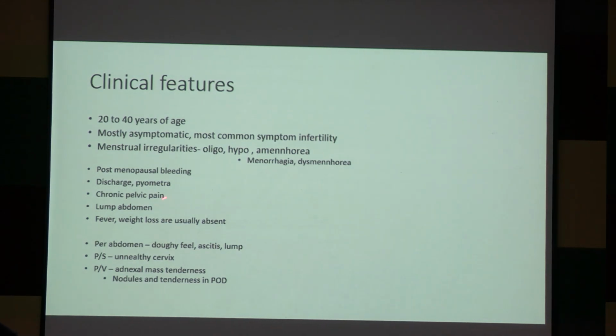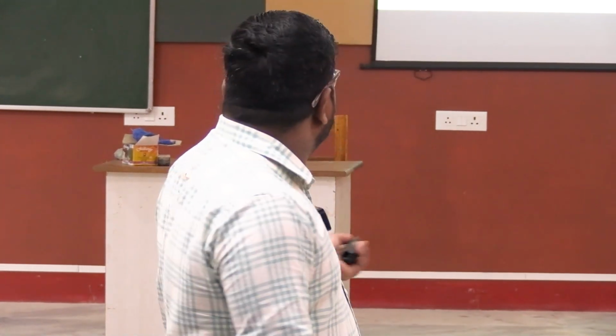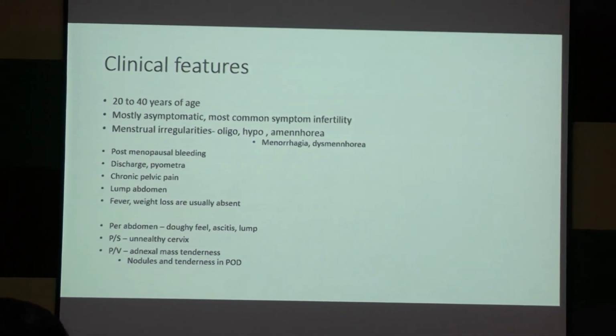postpartum bleeding. Cervical discharge, vaginal discharge, pyometra, when the discharge collects inside the uterus, it's called pyometra. If it collects inside the tubes, it's called pyosalpinx. Chronic pain abdomen, lump abdomen, weight loss, fever. Examination করতে গেলে similar abdomenটা lumpy feel থাকবে একটা, doughy lump abdomen feel থাকবে একটা. There will be unhealthy cervix or post-speculum examination, presence of adnexal masses or uterine tenderness.